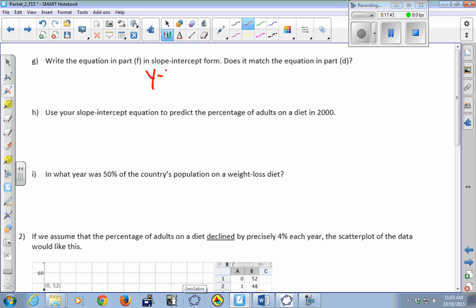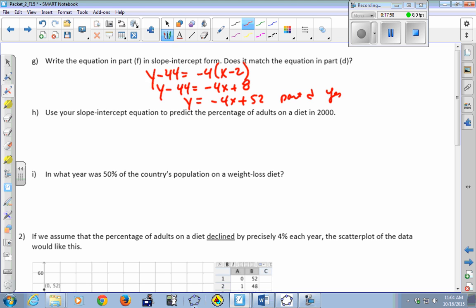So it's y minus 44 equals -4 times (x minus 2). Basically, you just solve this equation for y, and you get right back to the equation we had in part D. So this does agree. Yes, it does agree with the equation in part D.